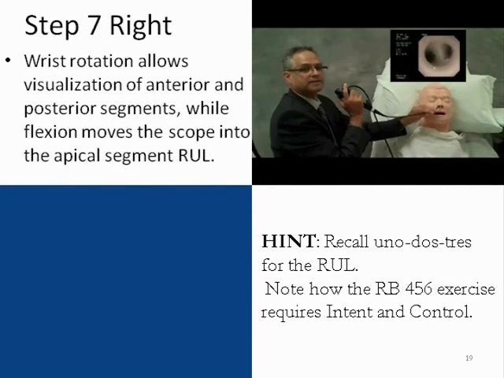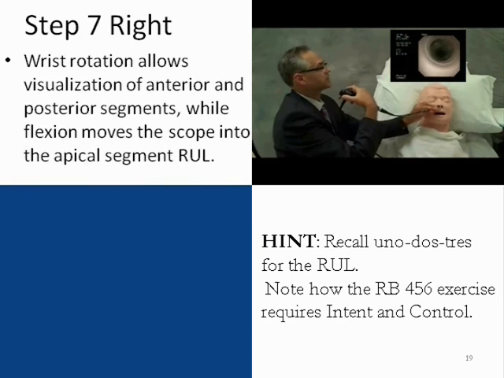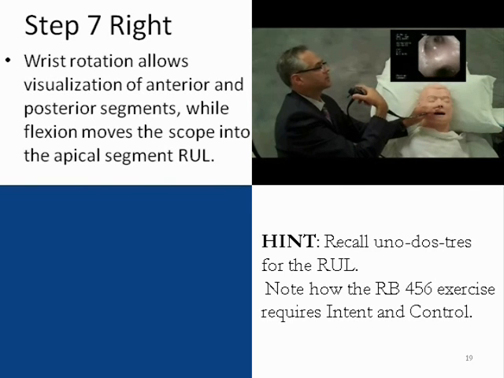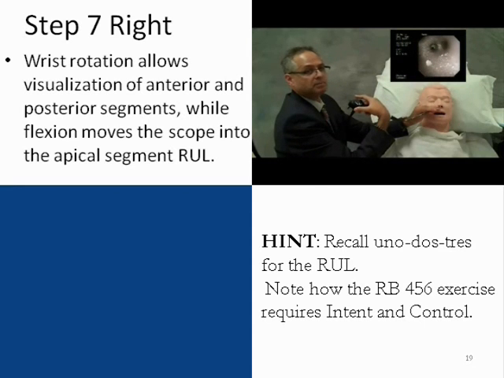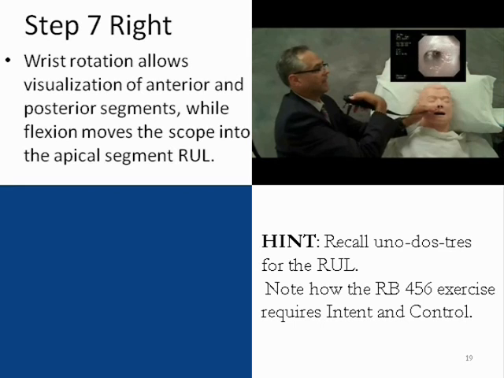The second part of step 7 exercises will take us down the right side. Keeping the scope in the midline, we move down the right main bronchus to the entrance of the right upper lobe bronchus, approximately 2 centimeters from the carina. As we enter the right upper lobe bronchus, we rotate the scope gently with our wrist, visualizing the anterior segment of the right upper lobe, and rotating back to visualize the posterior segment of the right upper lobe.